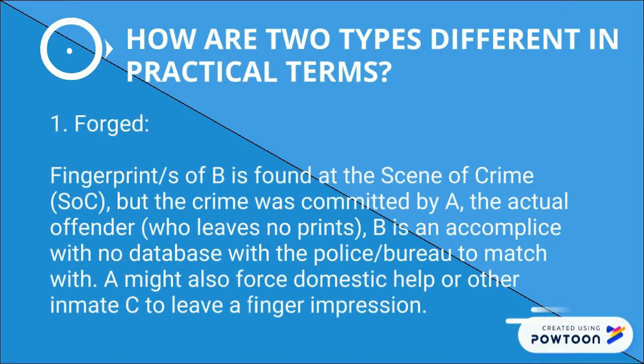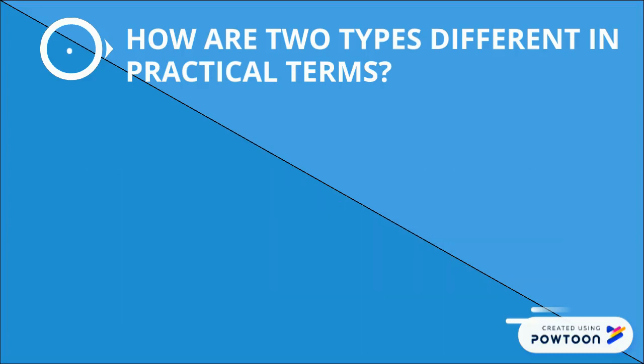How are the two types different in practical terms? Forged. Fingerprints of B is found at the scene of crime. But the crime was committed by A, the actual offender, who leaves no prints. B is an accomplice with no database with the police or bureau to match with. A might also force domestic help or other inmate C to leave a finger impression.